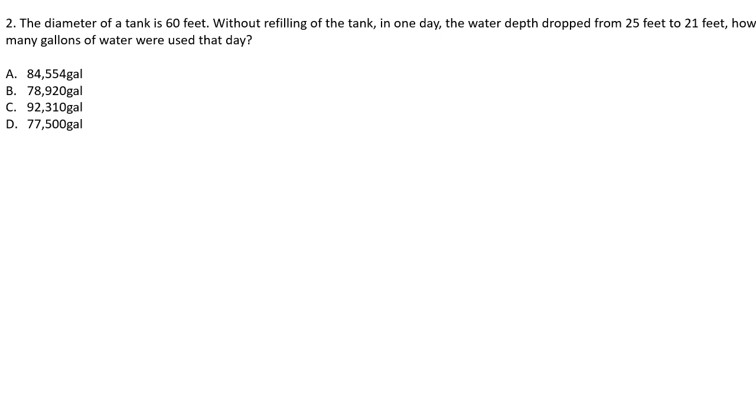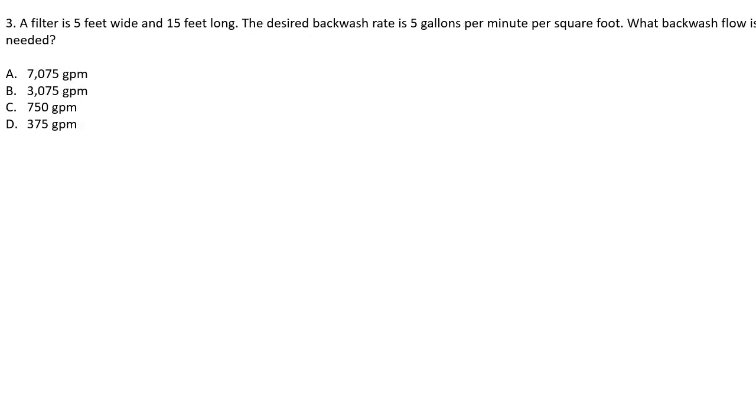D. 77,500 gallons. Question 3. A filter is 5 feet wide and 15 feet long. The desired backwash rate is 5 gallons per minute per square foot. What backwash flow is needed? A. 7,075 gallons per minute, B. 3,075 gallons per minute, C. 750 gallons per minute, or D. 375 gallons per minute.